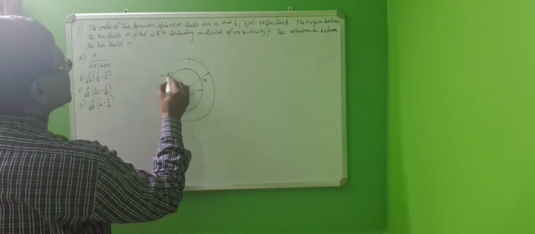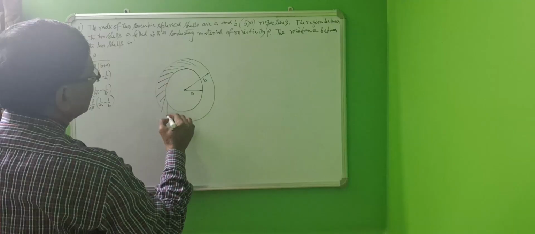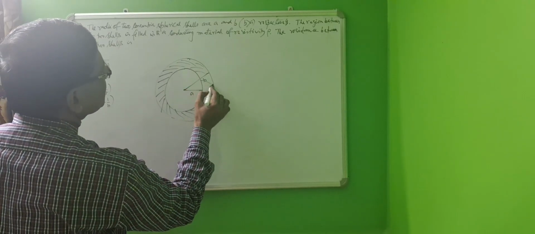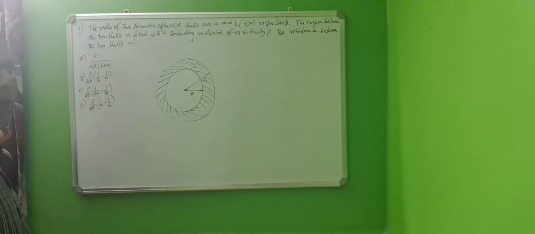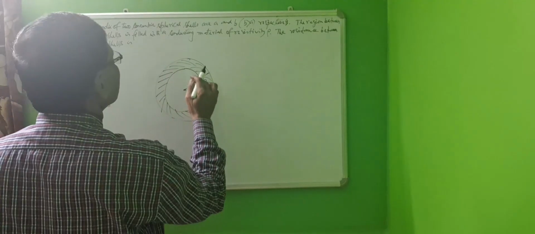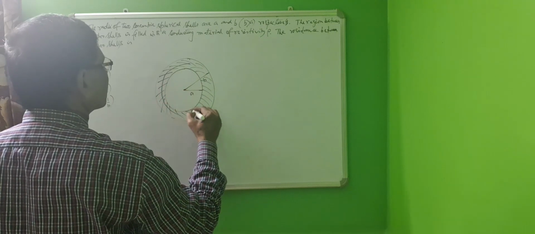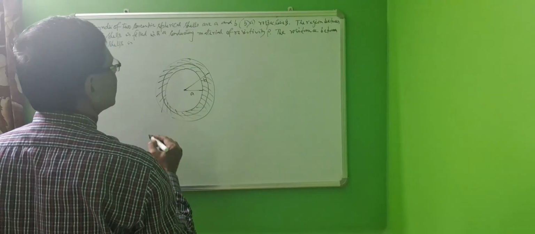We have to find the resistance of this conducting material. Suppose there is a layer of resistance of radius x.